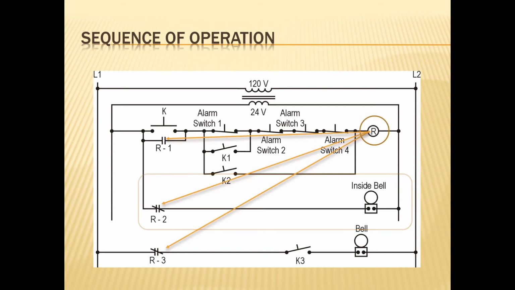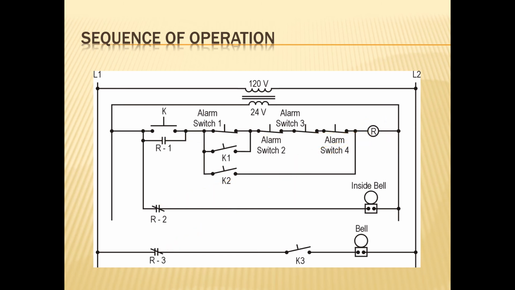Keep in mind that my R coil here is controlling all three of these different contacts. So it controls the holding contact, it controls the R2 contact, and it controls the R3 contact. So as soon as I energize the system, that inside bell is going to ring, and in order to stop it from ringing, I need to hit the K switch. And that's a normally open momentary contact switch, and that will allow R to energize and will stop the inside bell from ringing.